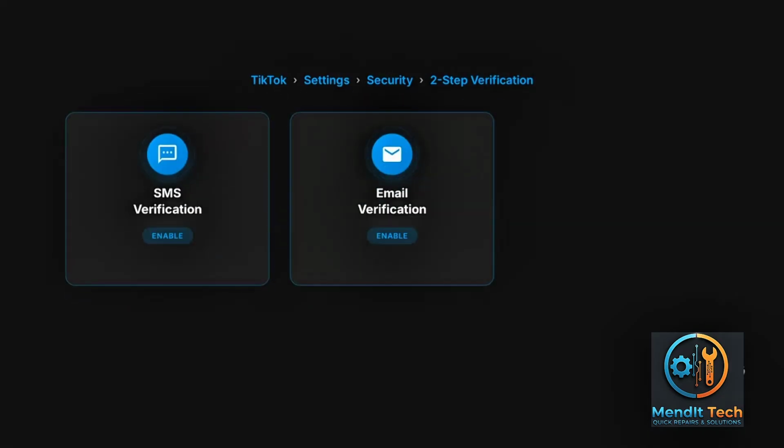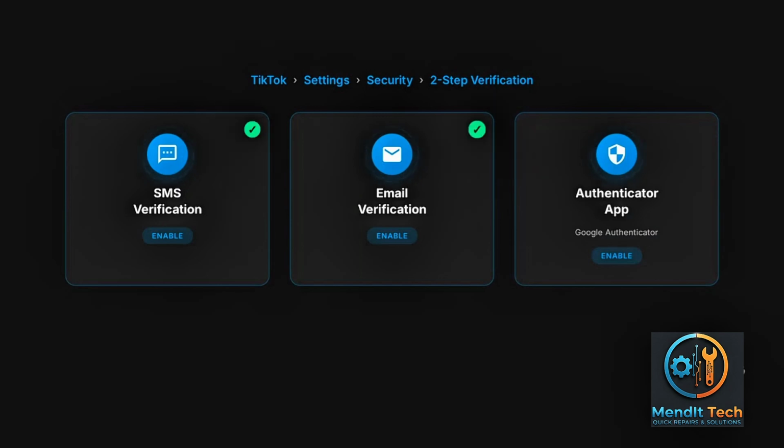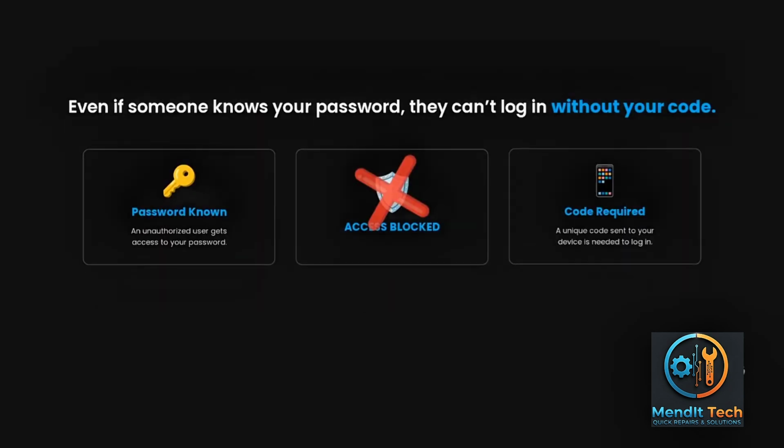Step 2. Turn on two-step verification. This is the most important security setting. Go to TikTok, Settings, Security, Two-step verification. Enable SMS verification, email verification, or an Authenticator app; Google Authenticator is recommended. Even if someone knows your password, they can't log in without your code.